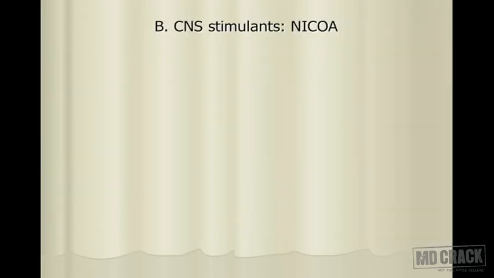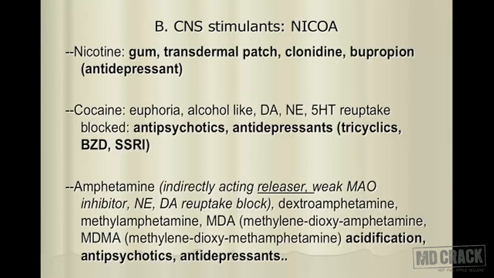The next slide is showing you the second group, that's the CNS stimulants. And I have abbreviated the CNS stimulants as NICOA, NICOA. NI stands for nicotine, CO stands for cocaine, and A stands for amphetamine. This is one of the ways to remember the three important drugs under the CNS stimulants: NICOA, NI nicotine, CO cocaine, and A amphetamine. Nicotine is used as gum, as transdermal patch, and for managing the addiction, clonidine and bupropion might be useful, and you can use also other antidepressant drugs.